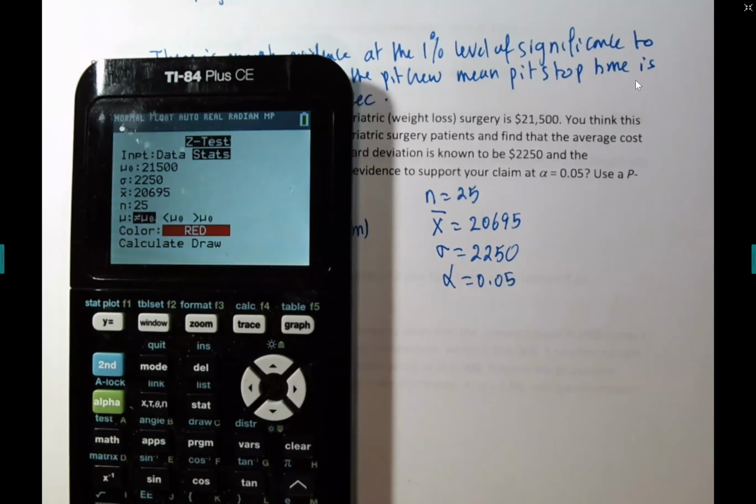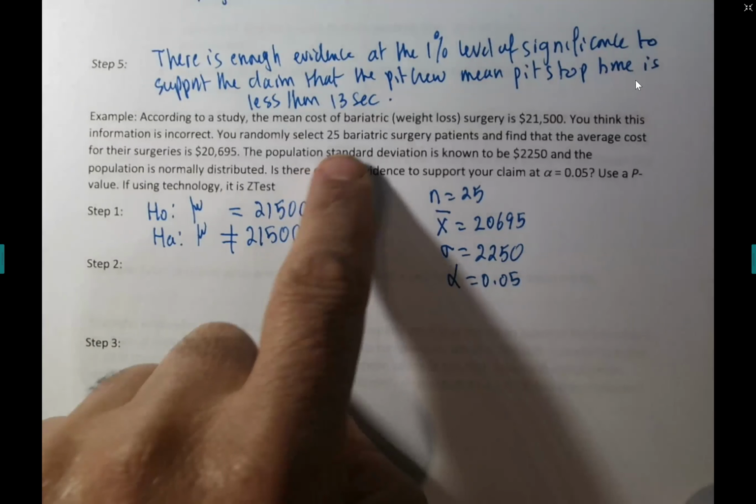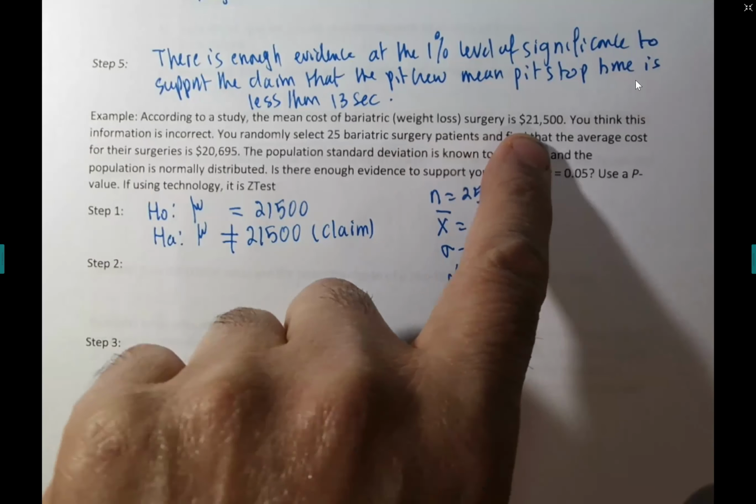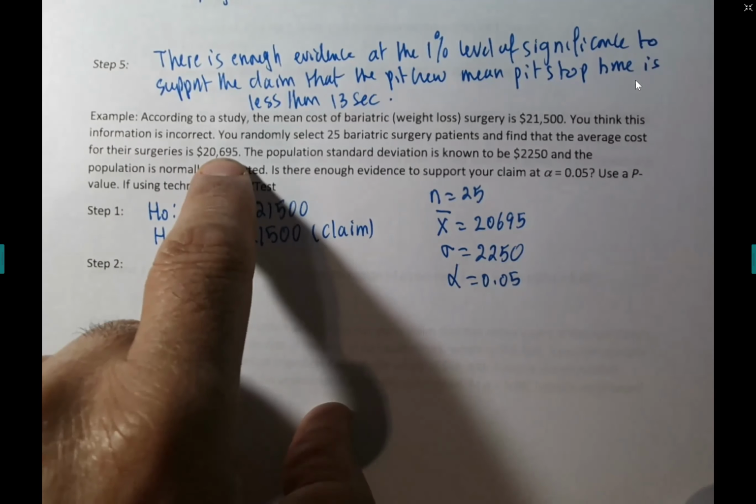Professor, where'd you get X bar from? I can't see it on the problem. Is it... Oh, it's right there, behind the calculator. You randomly select 25 and find that the average cost for their surgery is 20,695.